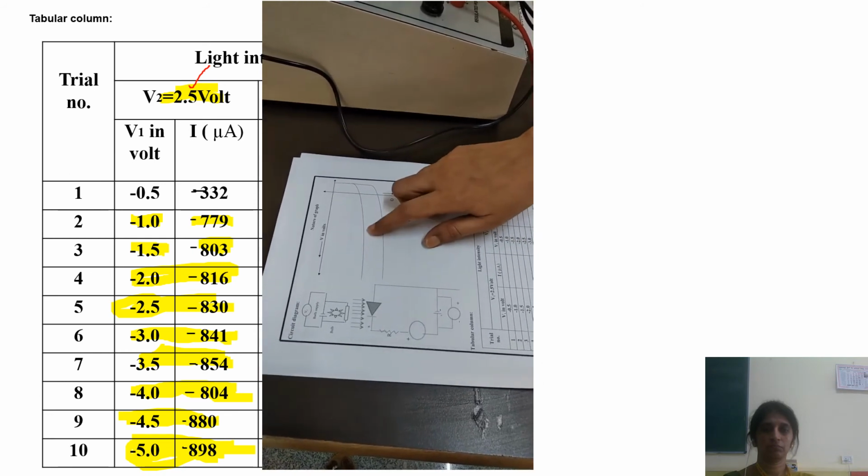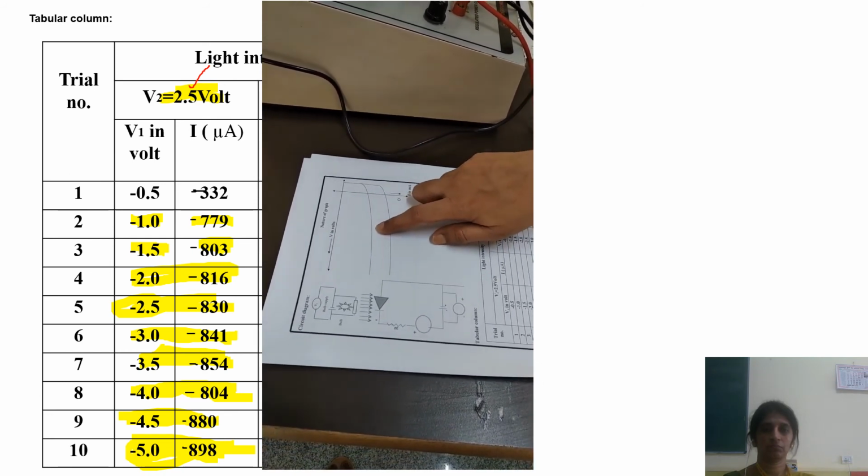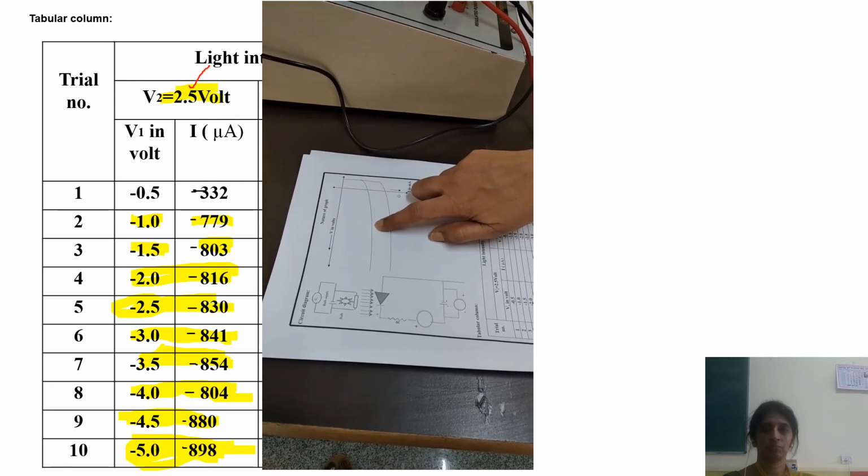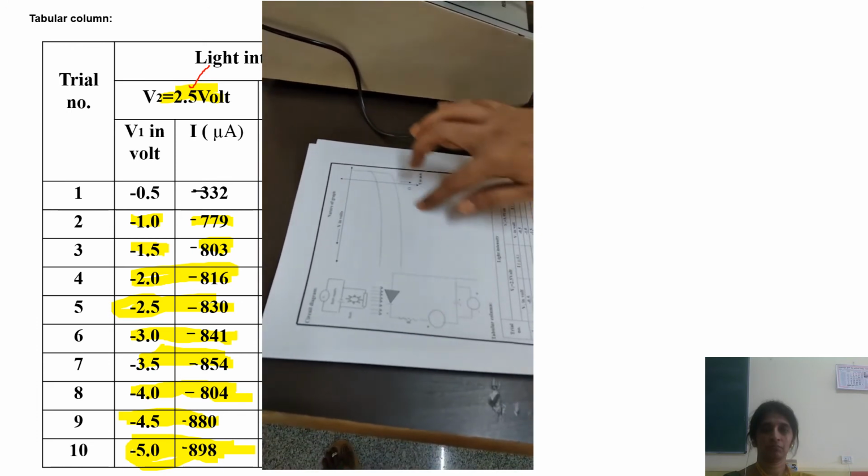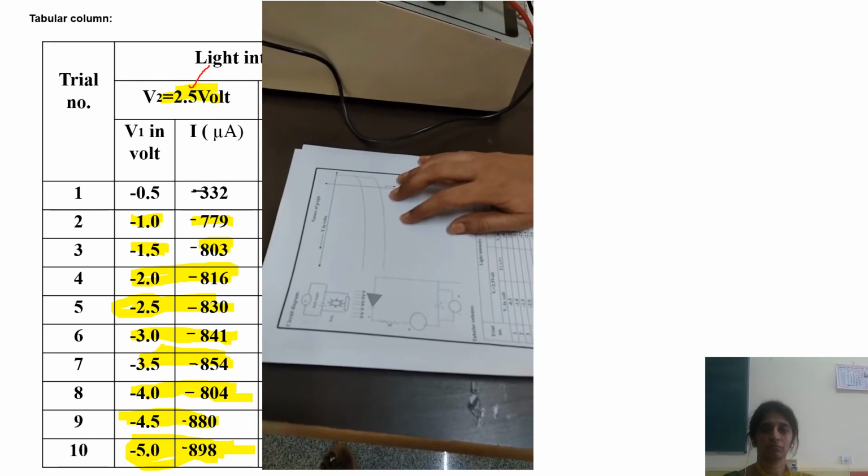It falls in the third quadrant because it is reverse bias. We can see the value of voltage is negative. As a result, we must plot it in the third quadrant.